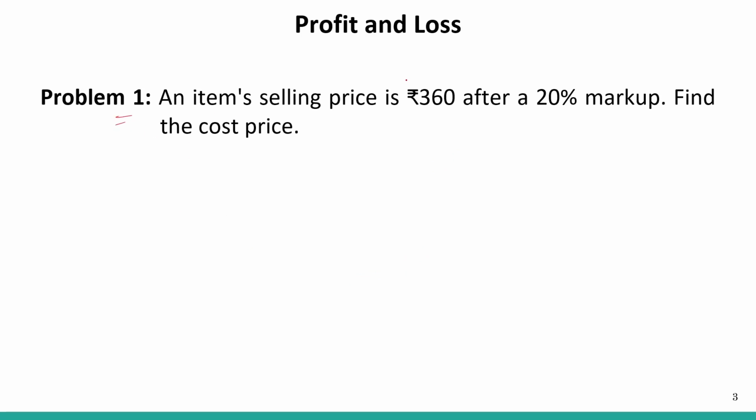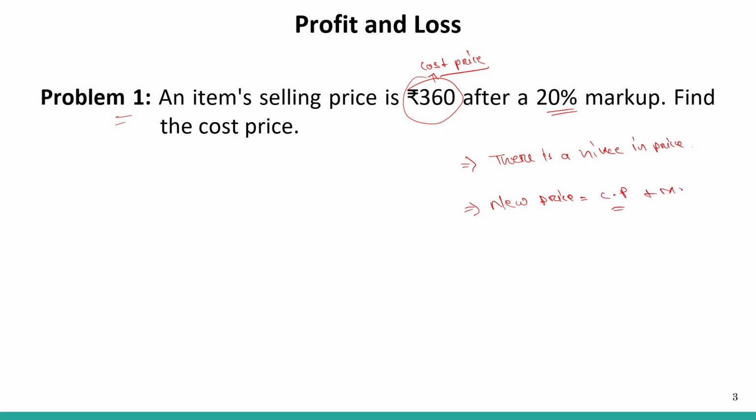An item is selling at a price of 360 rupees. So this will be the cost price. After a 20% markup, so markup is 20%, this implies there is a hike in price. So the new price will be CP, that is the cost price, plus the markup price.